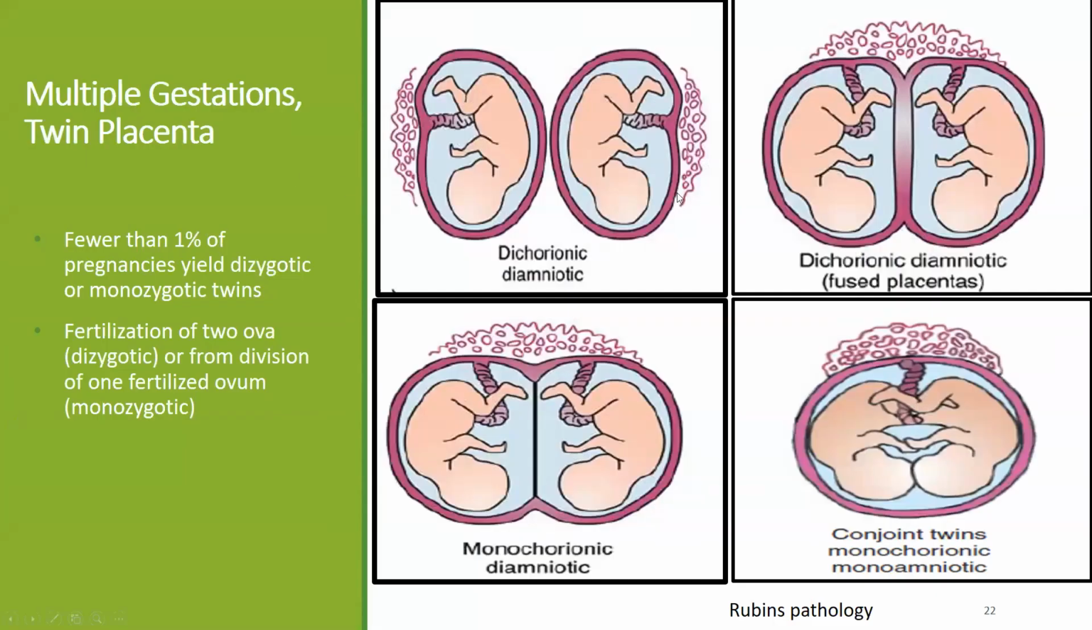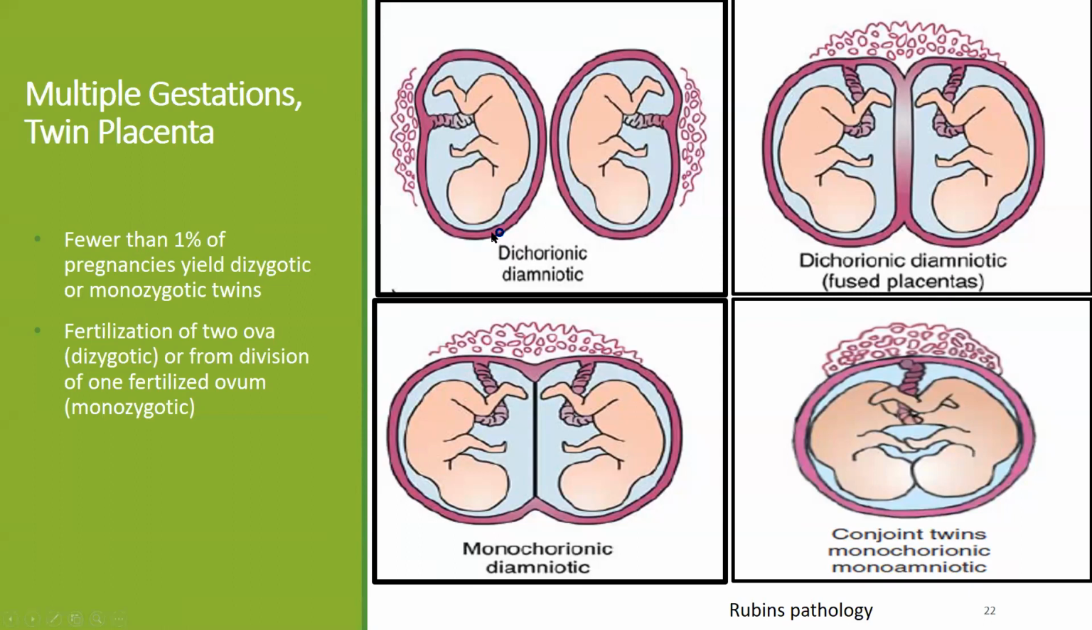Now we move to the multiple gestation, twin placenta. Less than 1% of pregnancy yield dizygotic or monozygotic twins. So dizygotic twins means fertilization of two ova. If we have two ova being fertilized, it is zygotic. So dizygotic, two ova. Monozygotic, one ova. So monozygotic, one ova, or dizygotic, two ova.